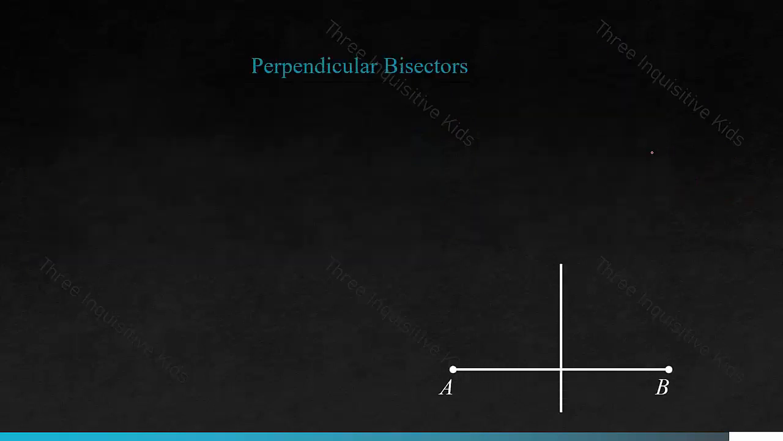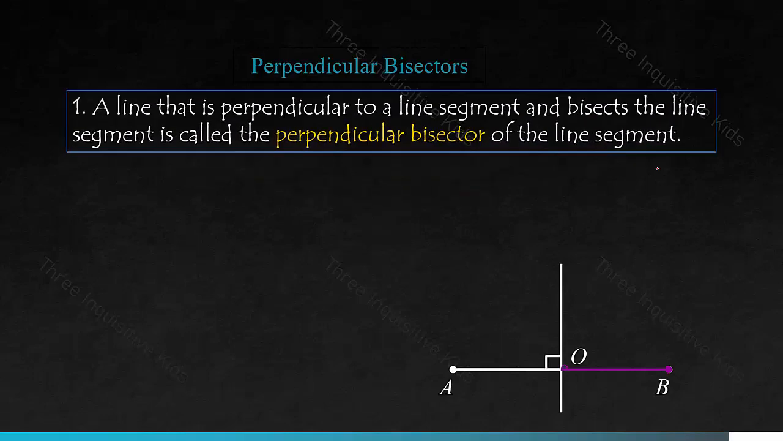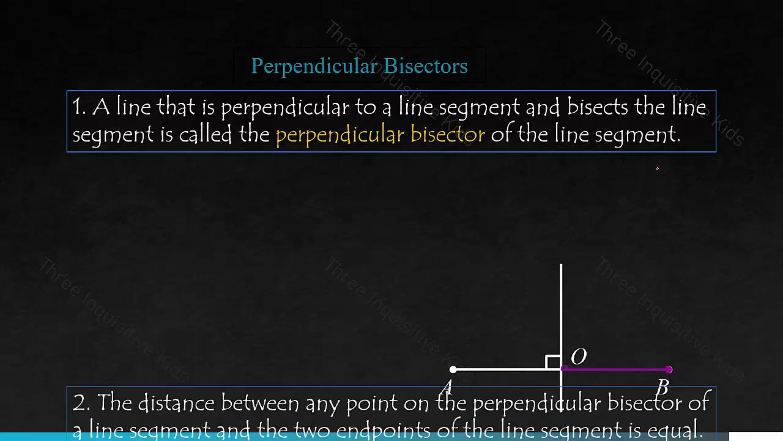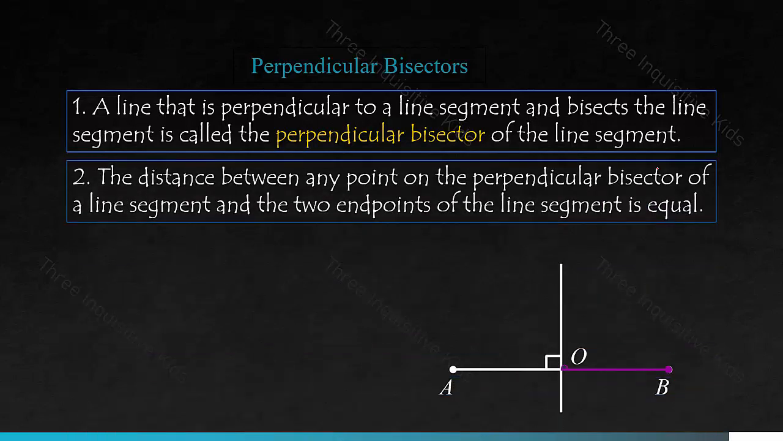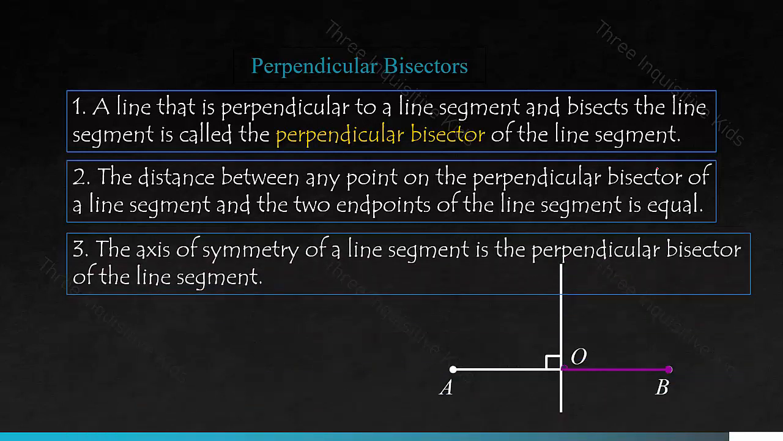And so this is what we're going to be learning about today, perpendicular bisectors. A line that is perpendicular to a line segment and bisects the line segment is called the perpendicular bisector of the line segment. The distance between any point on the perpendicular bisector and the two endpoints of the line segment is equal. And the axis of symmetry of a line segment is the perpendicular bisector of the line segment. So perpendicular means, of course, perpendicular, and bisector means splitting something in half. So if a line segment has an axis of symmetry, that's its perpendicular bisector.